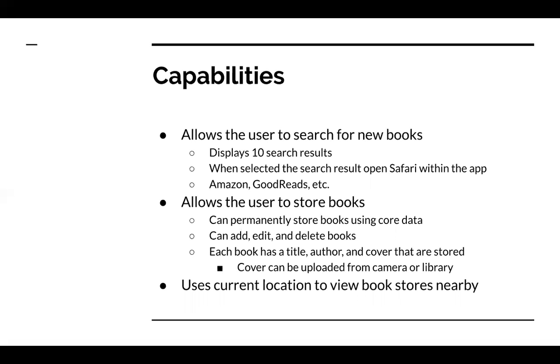And lastly, the app's going to use the user's current location to view bookstores nearby that user. So to help that user find where they might be able to go and buy the books that they're trying to find.